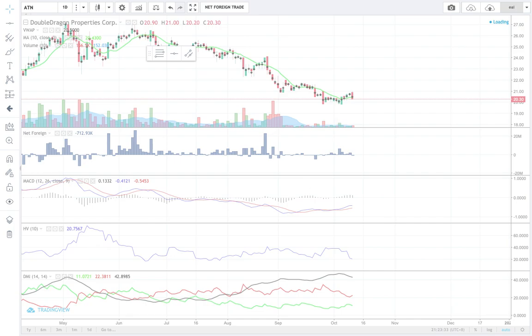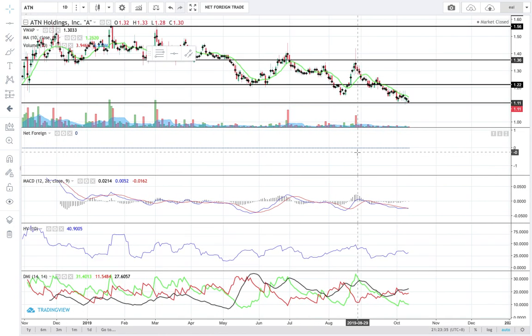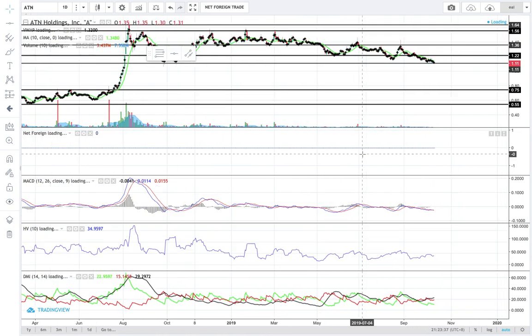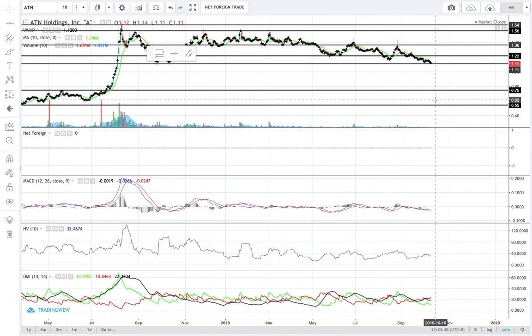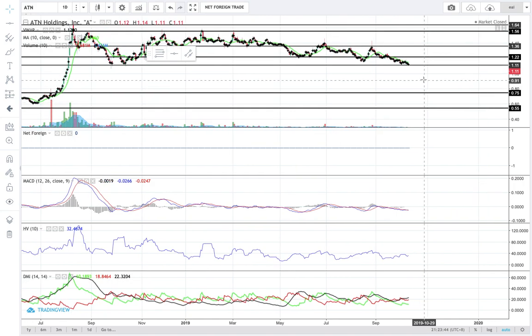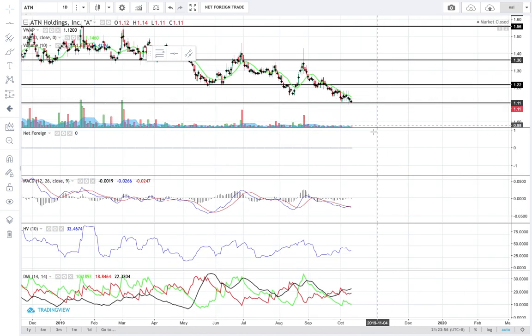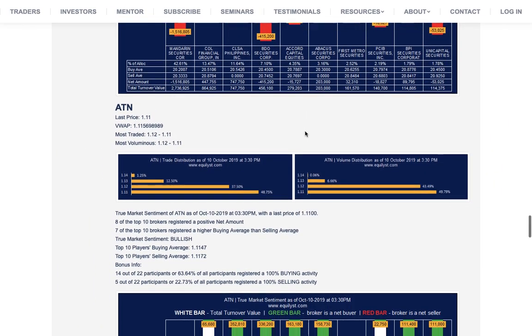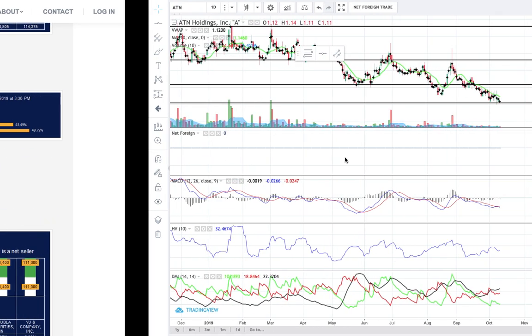Next is ATN. It closed today at 1.11. Too bad. The next support level is so deep at 0.75. Resistance can be classified as at 1.11, but if it maintains its position above 1.11, 1.22 will stand as its immediate resistance. But at this point, the 10 SMACD combo is bearish, risk level is low, and the descent in price is still more than likely to continue. The momentum power indicator is bearish. The true market sentiment is bullish.